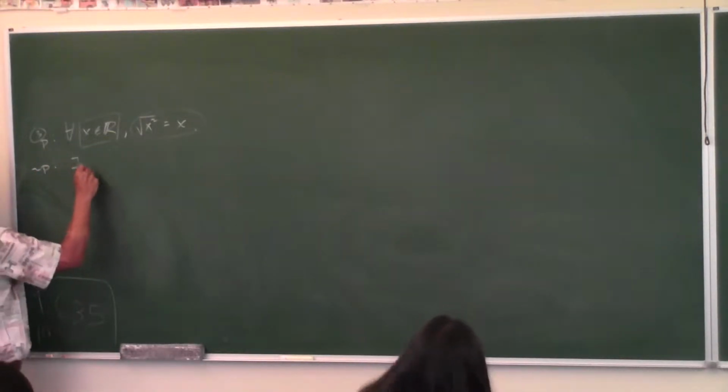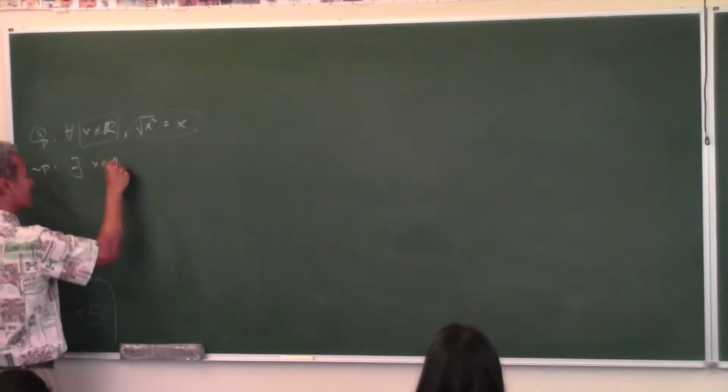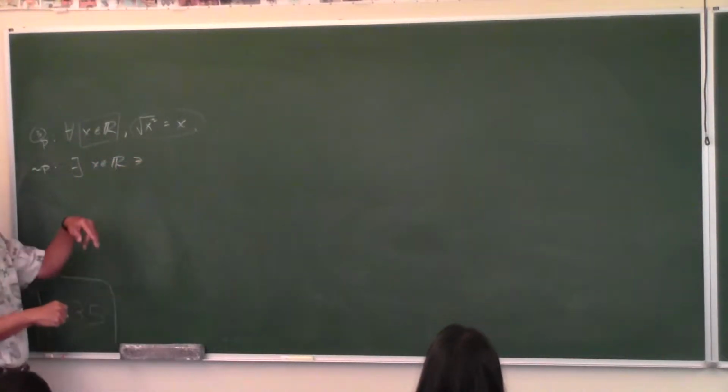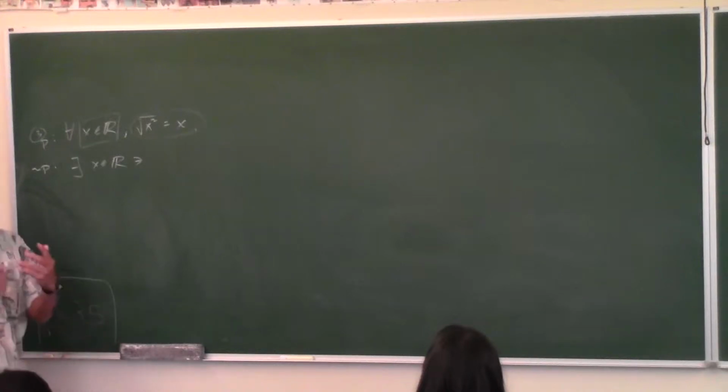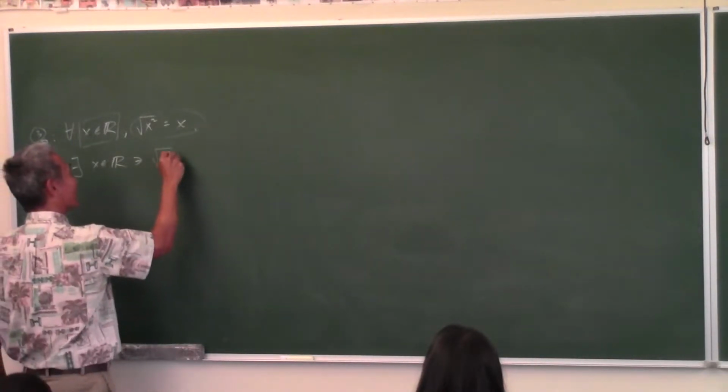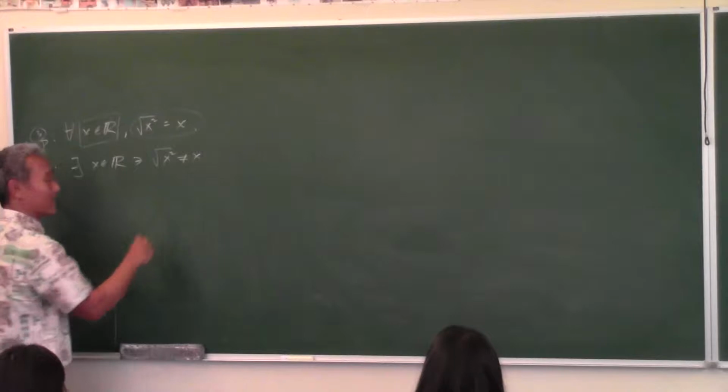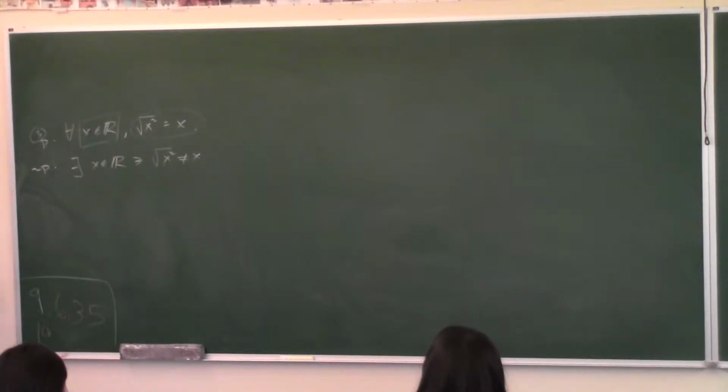There exists box such that not oval. So the square root of x squared is not equal to x. Did everybody get that? Yeah. Okay, good, you got 4 points.